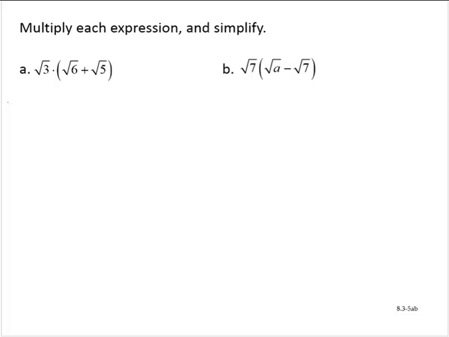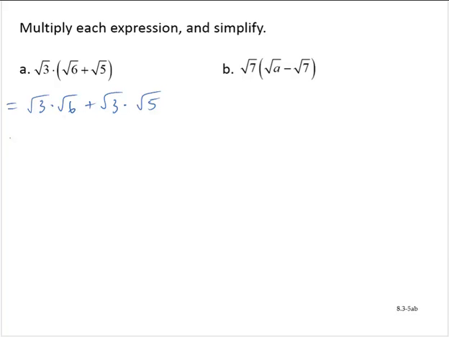Multiply each expression and simplify. In exercise A, we have the square root of 3 multiplied by the square root of 6 plus the square root of 5. Notice in that quantity we have a sum, so we will apply the distributive property. So then I can rewrite this as the square root of 3 times the square root of 6 plus the square root of 3 times the square root of 5.